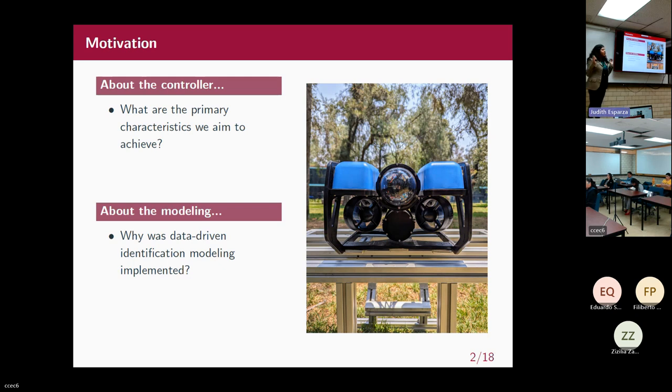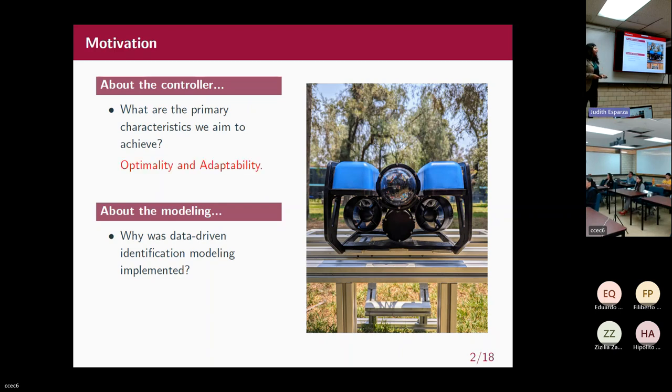For this, let's imagine for a second that we have to work with one of these systems, such as the underwater vehicle. If you are in this space, you face several important questions. The first one, if you want to do a tracking control program with these kinds of vehicles, you have to think about the controller. For the controller, you have to ask yourself, what are the main and most important wanted characteristics to achieve the aim that you want? At least for our research, there were these two keywords that we want to achieve: optimality and adaptability.